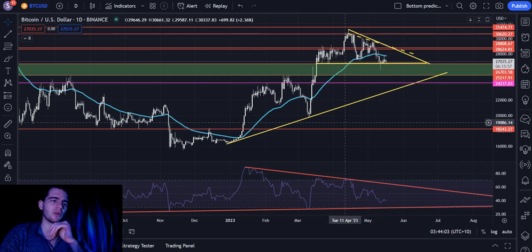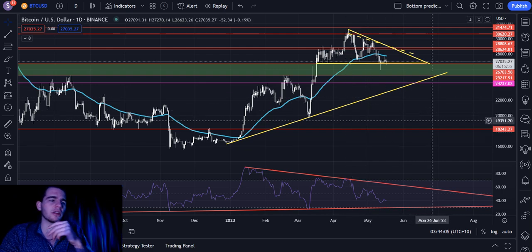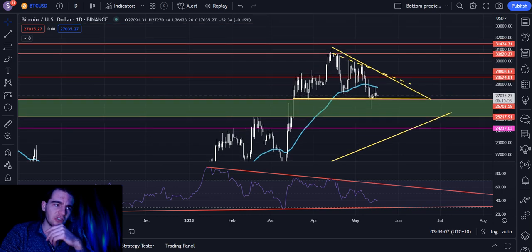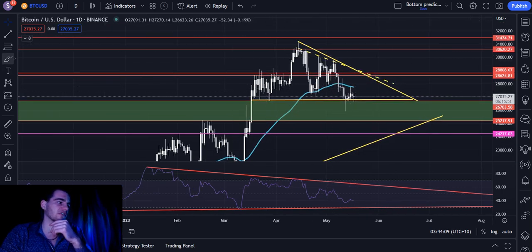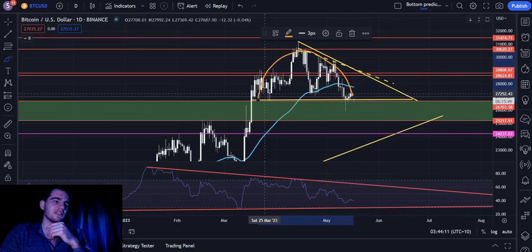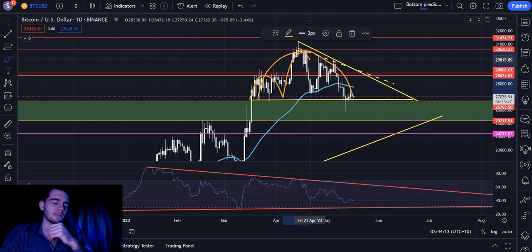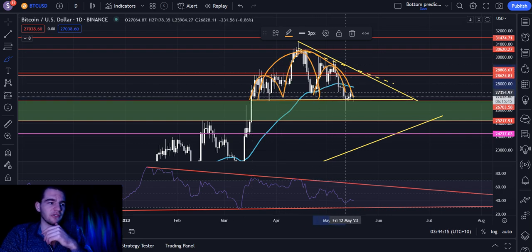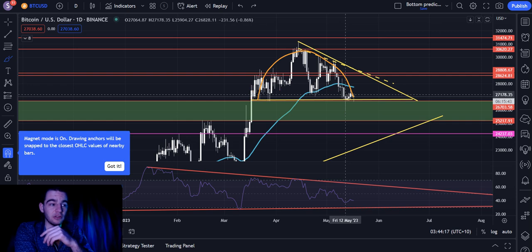But where is Bitcoin on the daily chart? Well, look, it's not in the worst position. It is in descending triangle formation, and it is seeing some sort of rounding top formation. Some people call this a head and shoulders. I think that is probably one of the ugliest head and shoulders I've ever seen. I disagree with that. I would say it's a rounding top, which is still bearish.